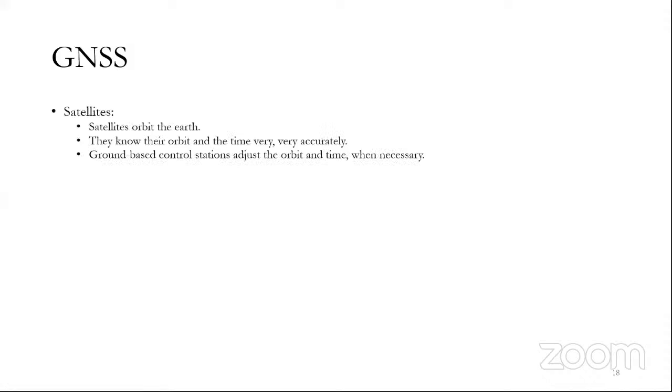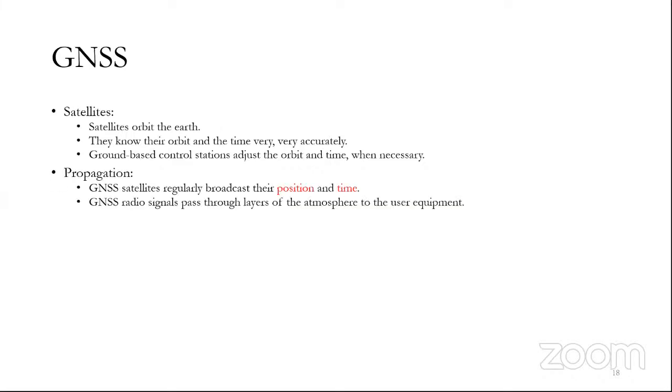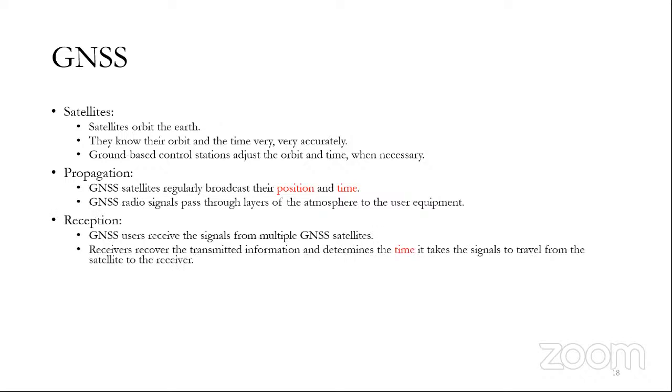Now, the way that GNSS works, first you have the satellites. Satellites orbit the Earth, and they know their orbit and time very, very accurately. This is very important. The ground-based control stations will adjust this orbit and time when they observe any errors. Then the satellites transmit a signal, they broadcast it, and the signal mainly consists of the satellite's position and the time of transmission. The signal will then travel through the atmosphere until it reaches the receiver.